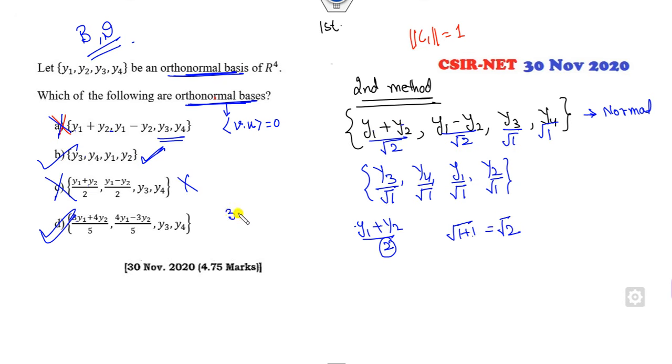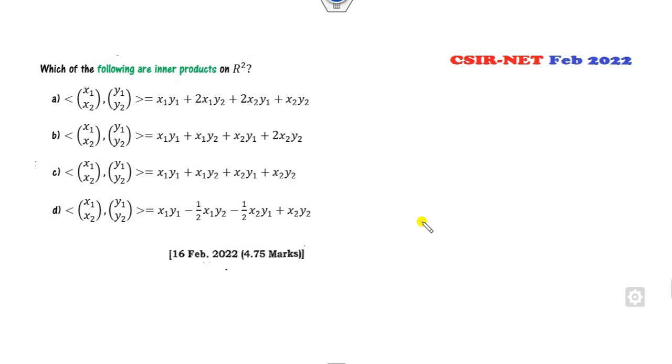What is that? It's 3 y1 plus 4 y2. So it is 3 square plus 4 square, which is 9 plus 16, 25, it's my 5. Satisfied. It's a root of 1, so it's 1. It's satisfied. So this is also the right answer. So either you can solve it by matrix, or otherwise you can simply choose by the length of this.